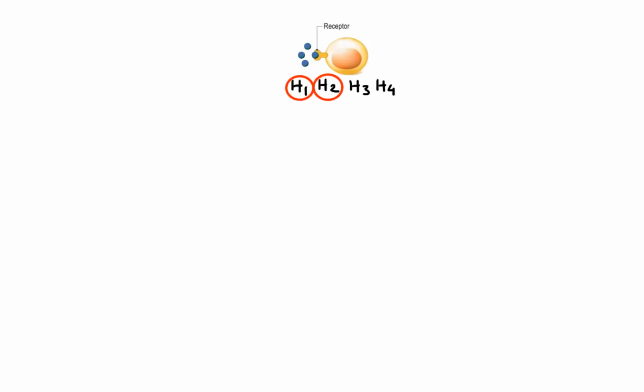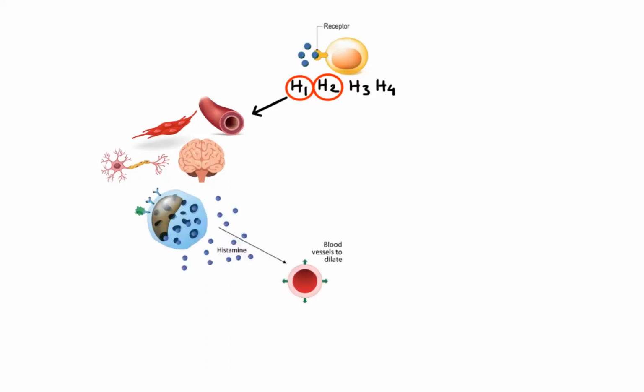So the first type, H1 receptors, are expressed primarily on vascular endothelial cells, smooth muscle cells, as well as in the brain and on peripheral nerve endings. These receptors mediate mainly inflammatory and allergic reactions. So when histamine binds to vascular endothelial receptors, it causes blood vessels to dilate, thus making them more permeable, ultimately leading to redness and edema. Now when histamine binds to smooth muscle receptors, particularly the ones located in bronchioles, it causes bronchoconstriction.